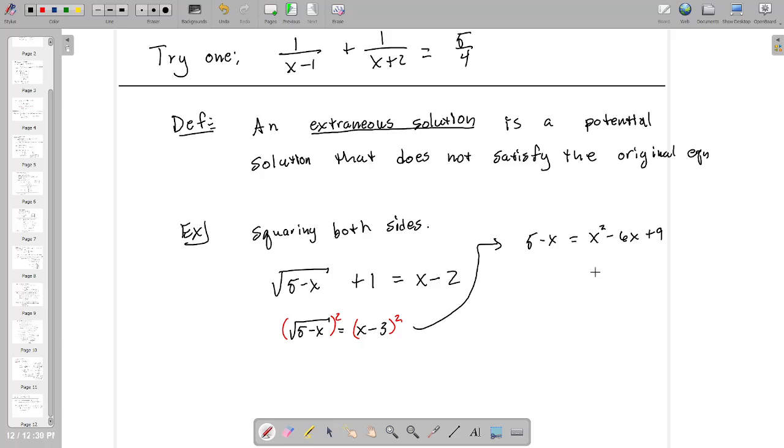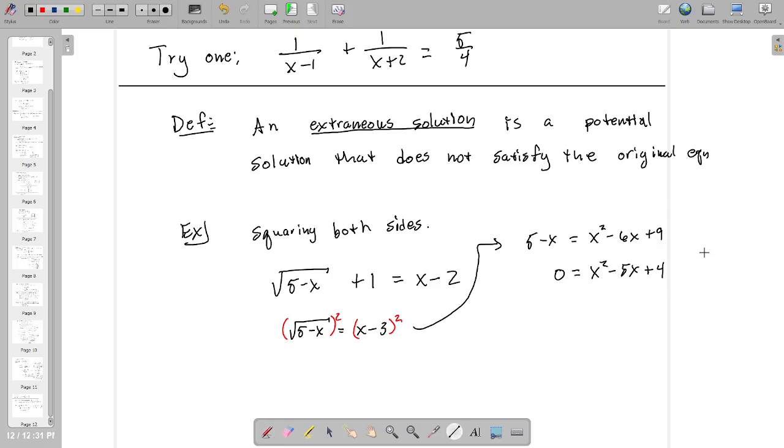Now we need to get everything on one side. Adding the x over gives us a negative 5x, and subtracting the 5 gives us a positive 4. 9 minus 5 is 4. Remember, we subtract 5 from both sides, and we add x to both sides. So negative 6x plus an x would give us a negative 5x. Now on the left, we have 0, because we canceled everything.